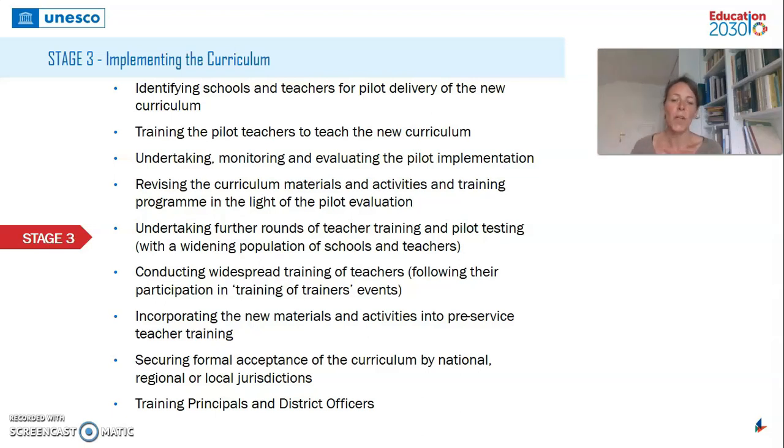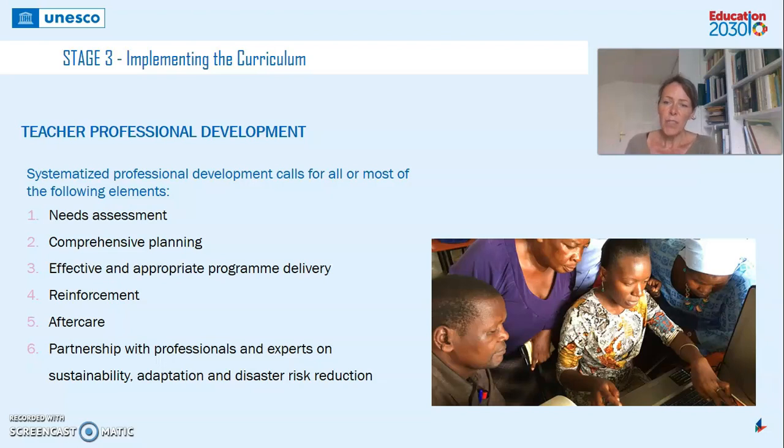All the sort of formal processes to include and accept revisions in the curriculum will have to be undertaken, and then the training also of other education personnel such as principals and district officers follows. Very important, as we said, teachers' professional development in and pre-service training has to be done very systematically. A needs assessment, what do teachers know and what do they need to know in order to teach DRR in the intended manner, then that has to be comprehensively planned.